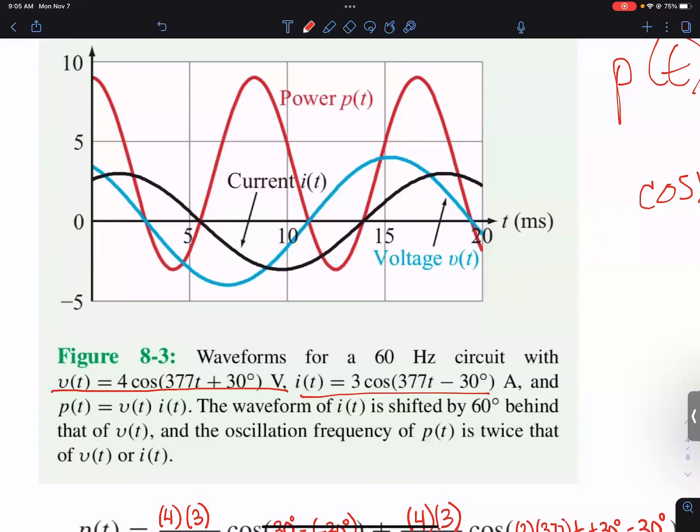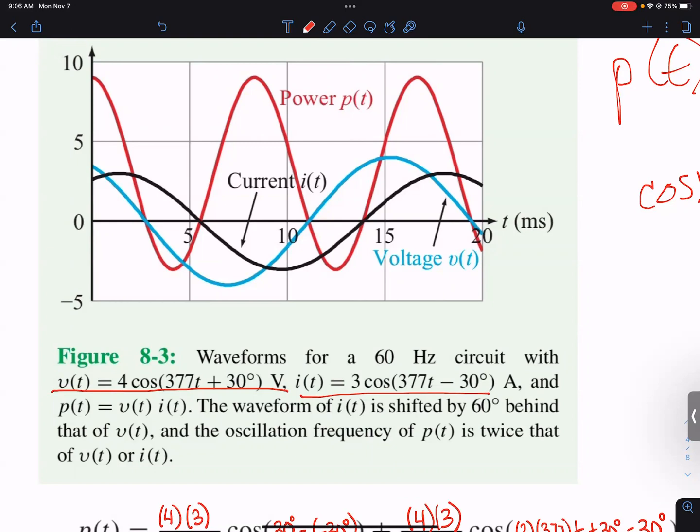Terminology-wise, you can also say that the current is shifted 60 degrees behind that of v(t). You can see that from the equation: you have 30, and then i(t) is minus 30. So when you look at that, it's considered shifted. 30 to minus 30 would be a minus 60.